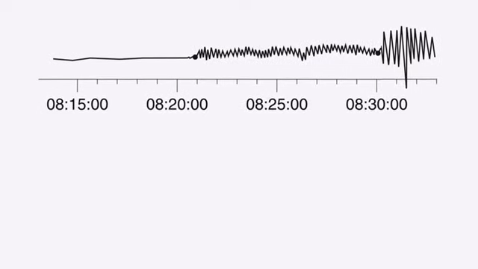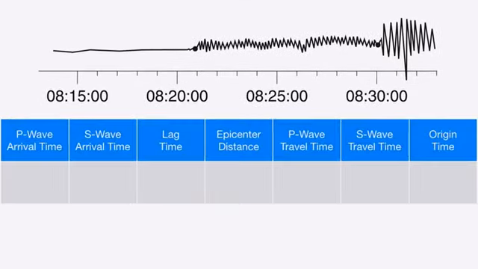Today I'm going to show you how to find the P and S wave arrival times, the lag time, the distance to the epicenter, the P and S wave travel times, and the earthquake origin time. So let's get started. When we look at a seismogram, you'll notice two distinct points on the seismogram.